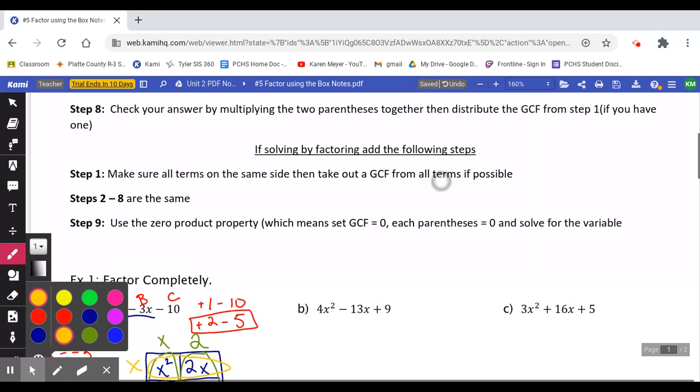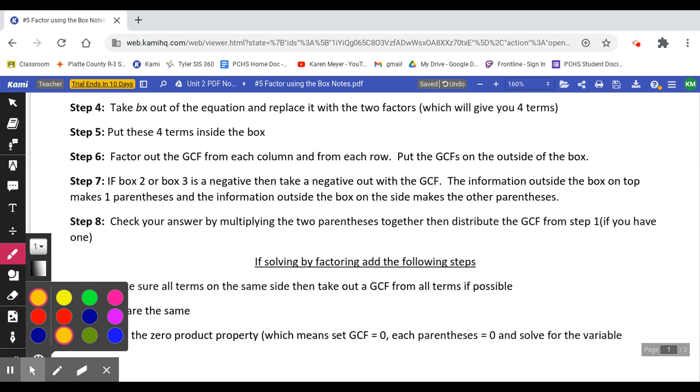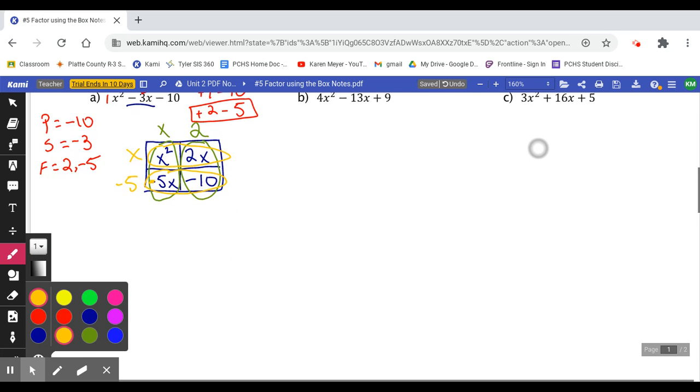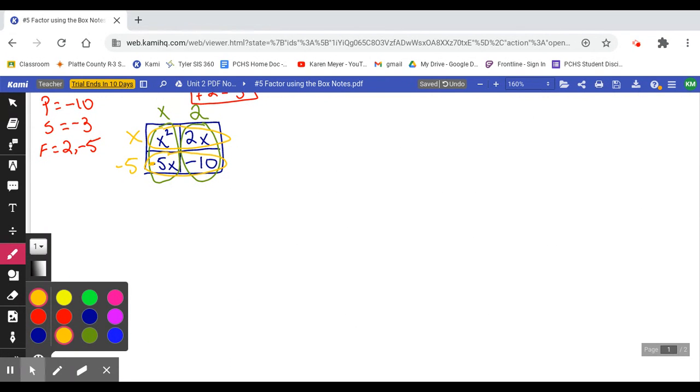So if you scroll back up here, you're going to notice that step 7, super important. It says if box 2 or box 3 is a negative, then you have to take a negative out with the GCF. Okay? So the information on the outside makes your answer. So on the top, we have x plus 2, so put that inside one parentheses. On the side, we have x minus 5, put that in the other parentheses. So that comes up with my answer.